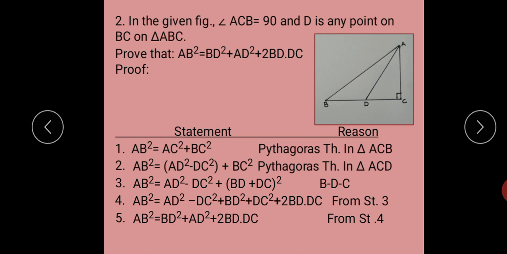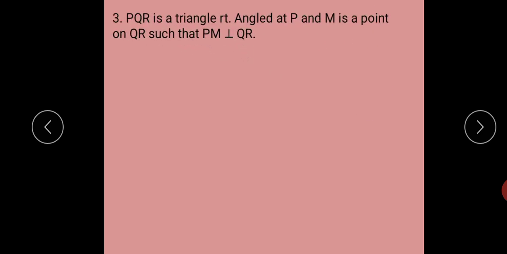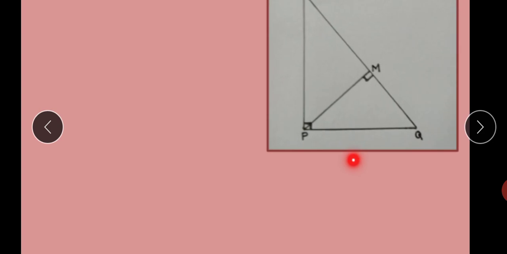Let's go to the third rider. We'll see the figure also. PQR is a triangle, right angled at P, and M is a point on QR such that PM is perpendicular to QR. We'll look at the figure a little closely.